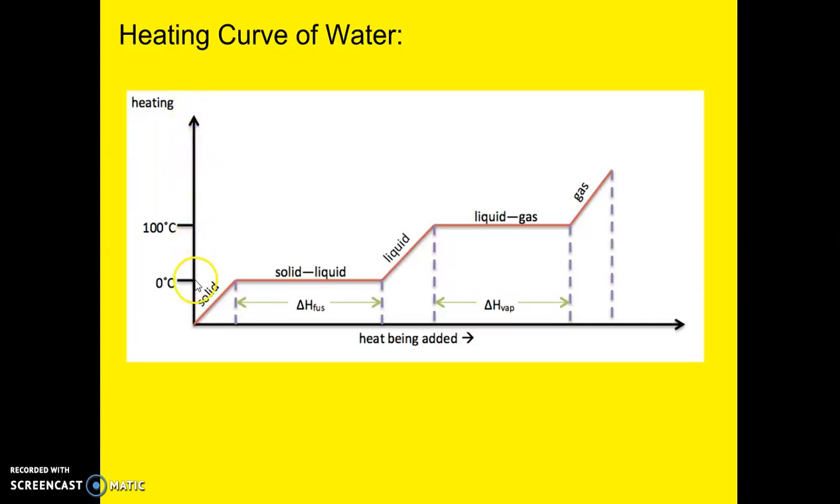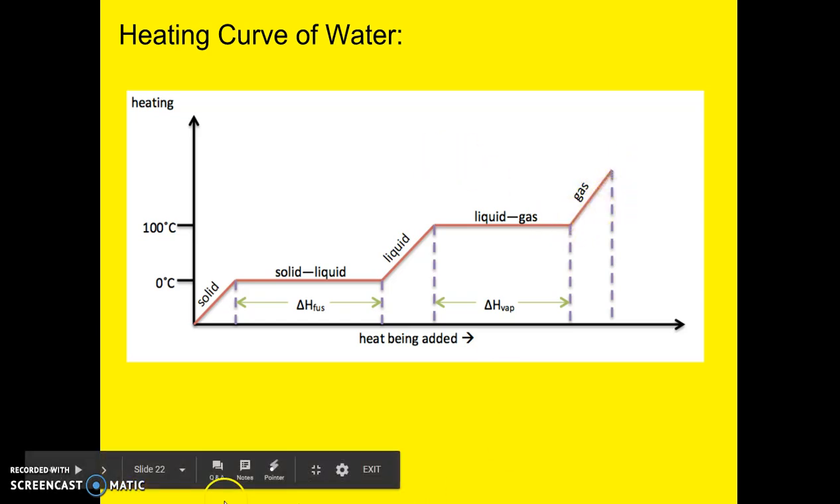At 0 degrees, water will be a solid. As I add heat energy to it, I can get it to become a liquid. Once I start getting above 0 degrees Celsius, it will stay a liquid, stay a liquid, stay a liquid. And then when I reach 100 degrees Celsius, which is the boiling temperature of water, I get it to go from a liquid to a gas. And then it will stay a gas at all of these temperatures above.